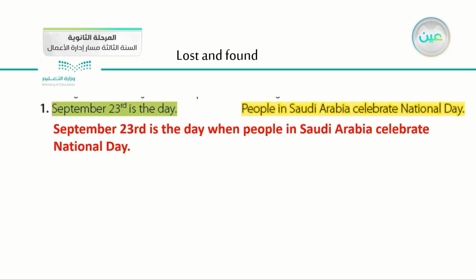This is actually the first one, which is: September 23rd is the day people in Saudi Arabia celebrate National Day. Of course, September 23rd is our national day as Saudis. And here is the sentence after we combine them together: September 23rd is the day when people in Saudi Arabia celebrate National Day. So this is how we can combine the main clause with another clause, which consists of the words or the tools that we had discussed.